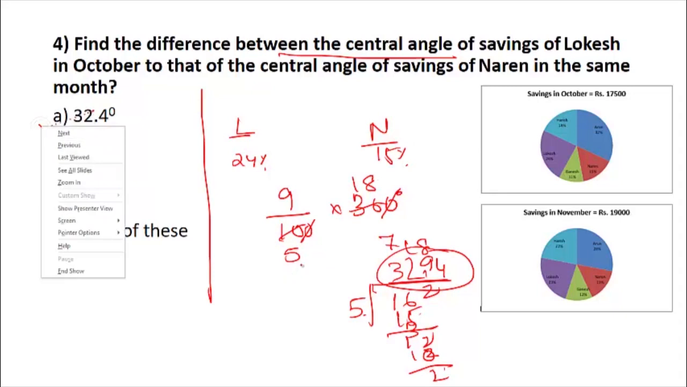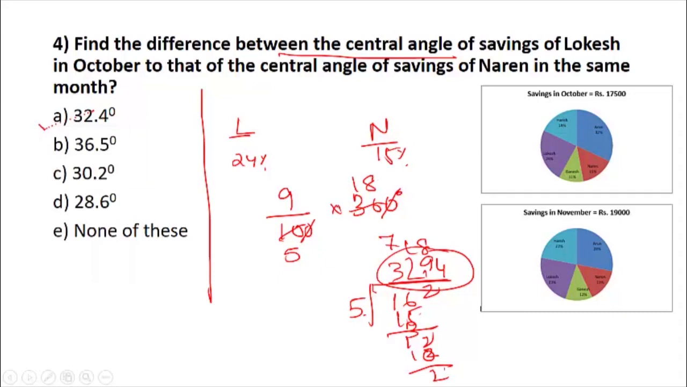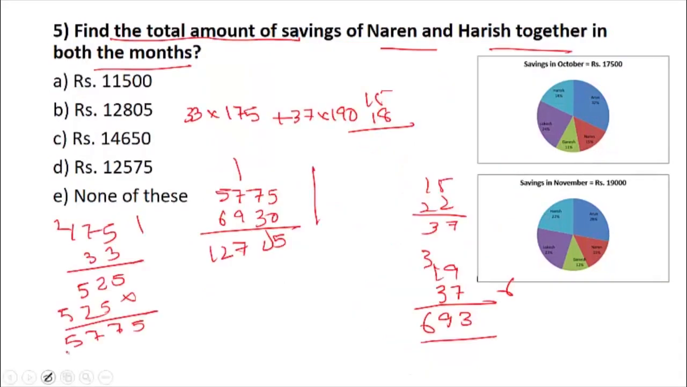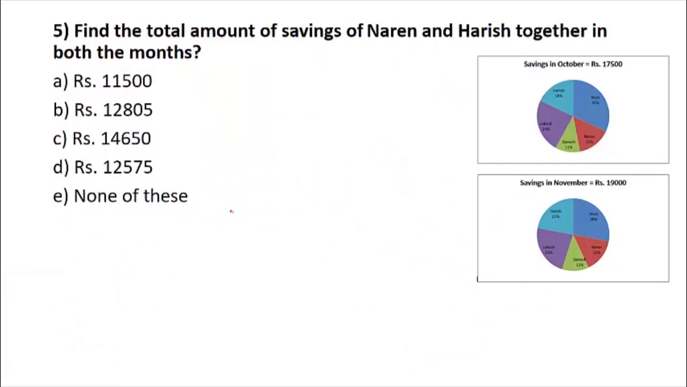So I hope you are understanding these problems. We have taken this at moderate level because it consists of 2 pie charts, so you will be able to deal with this type of problem easily when you see it. Okay, so let us move on to question number 5.